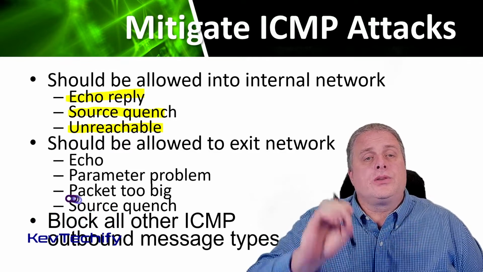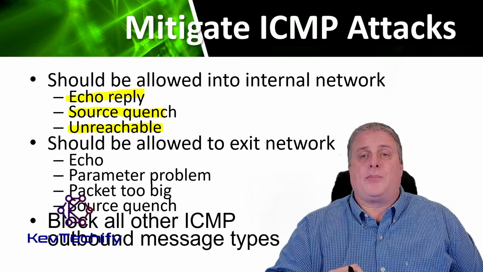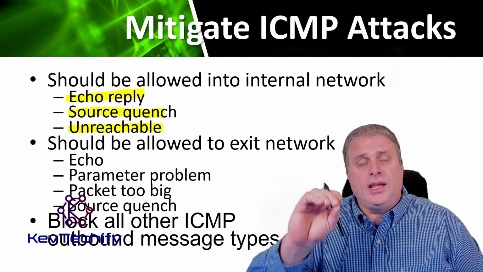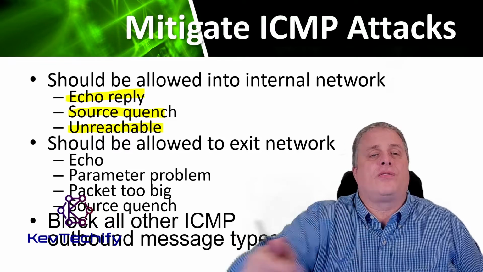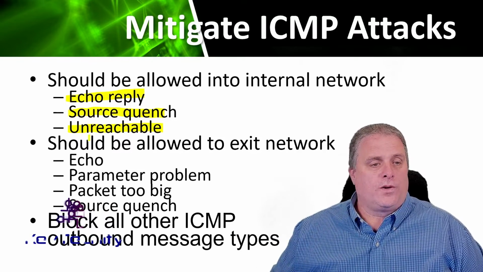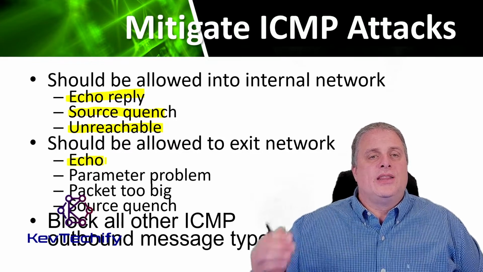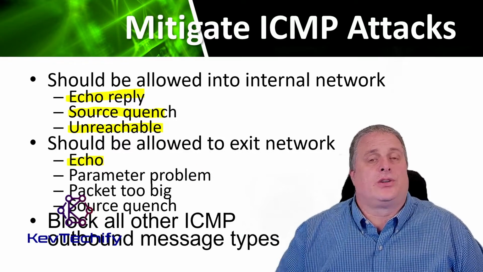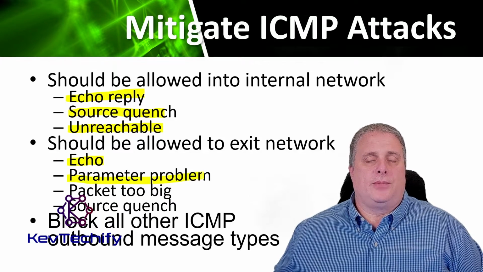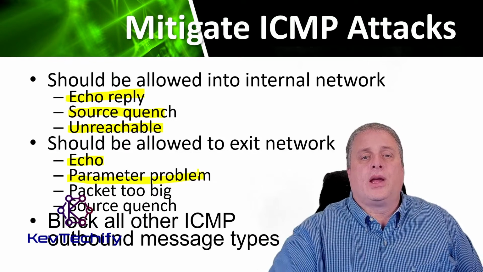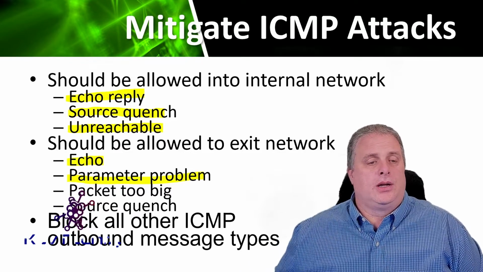Okay, there are also several ICMP messages that are required for proper network operation, and these should be allowed to exit your network. They should be allowed to go off of your network. First here is the echo. You can think of this as the echo request. This allows users to ping external hosts. Then we have a parameter problem ICMP message you should allow to go off of your network. This informs the host of packet header problems.